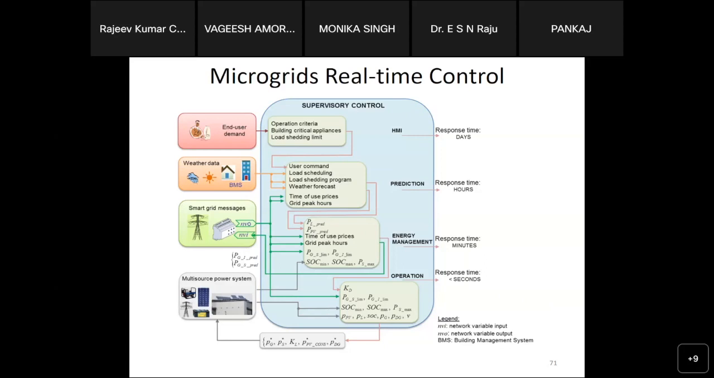From that we will get the predicted load for the next short term, medium term or long term. We will have the power generation from the PV, wind, and other resources, and we will also have the state of charge of the battery for the next short, medium and long term period. Likewise we will send the active and reactive power reference to the operational layer.